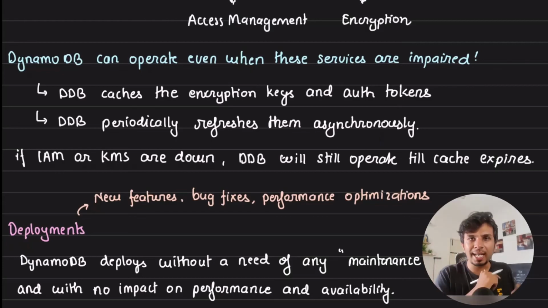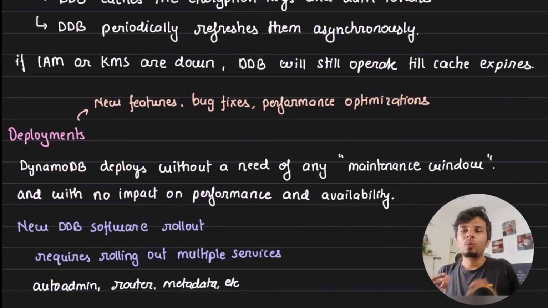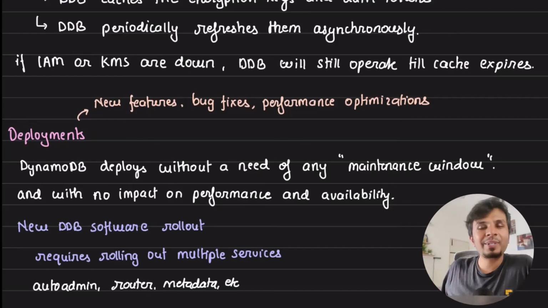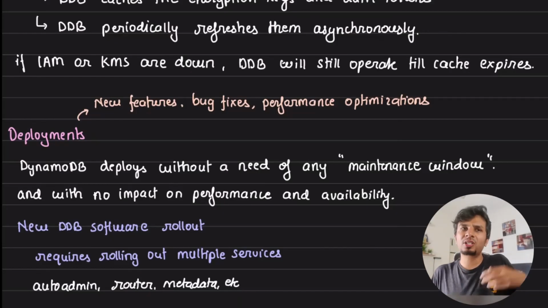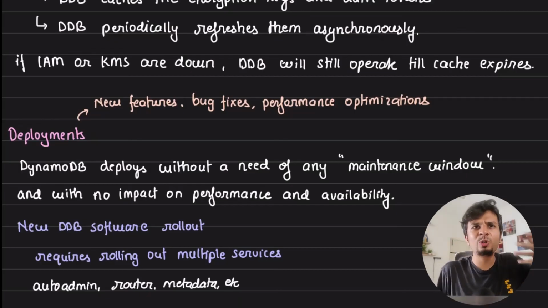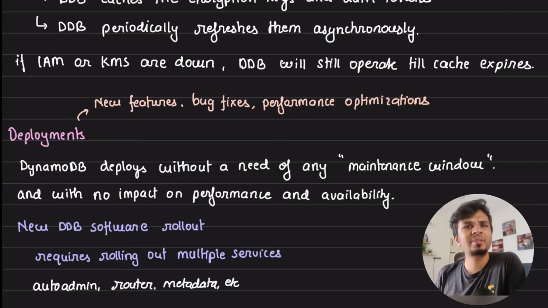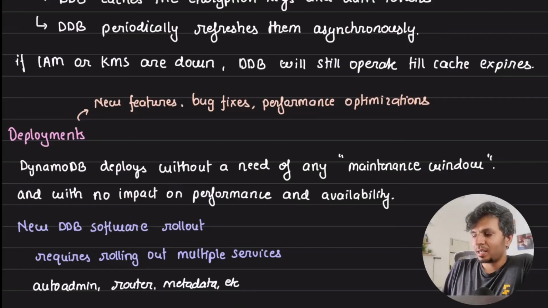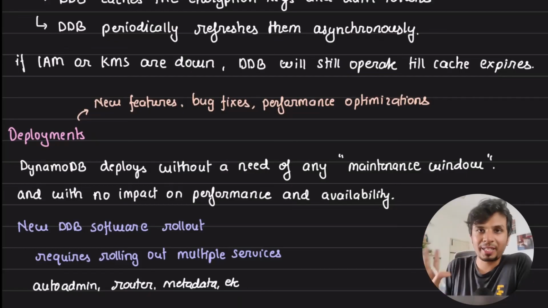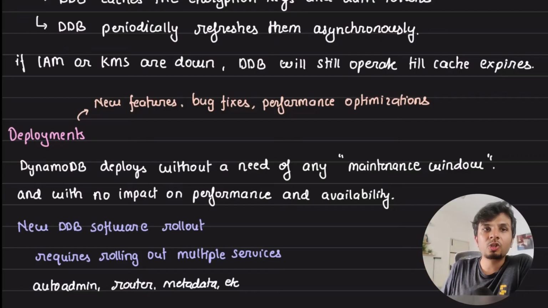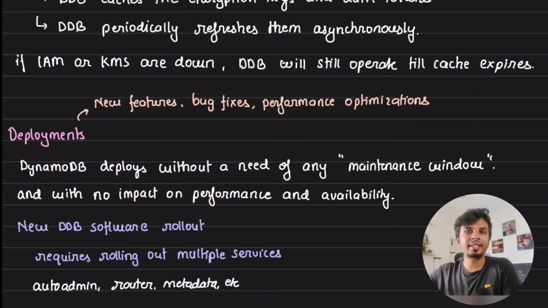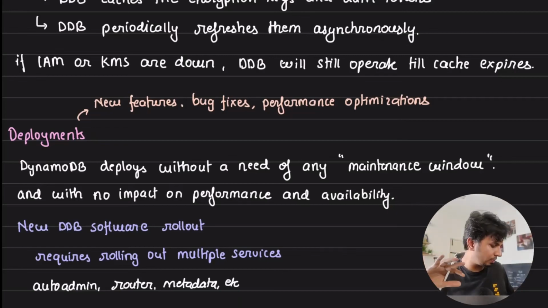And the final thing on DynamoDB is deployments. How does DynamoDB deploy DynamoDB? Why would DynamoDB need deployment? Because DynamoDB is also software. So new features, bug fixes, and performance optimizations they would do. DynamoDB deploys without having a maintenance window. When DynamoDB deploys DynamoDB, there is no outage. There is no downtime. That's the beauty of it. There is no impact on performance. There is no impact on availability. The way it is rolled out, there are no problems, no hiccups whatsoever.